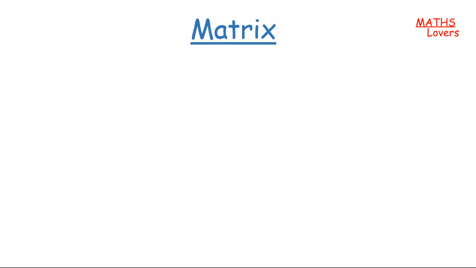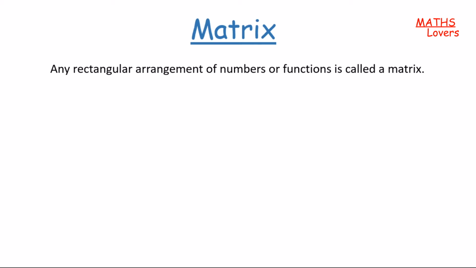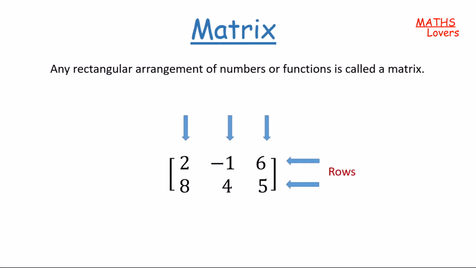So what is a matrix? Any rectangular arrangement of numbers or functions is called a matrix. Let's understand it with an example. Here is an example: 2, minus 1, 6, 8, 4, 5. These horizontal lines are called rows and these vertical lines are called columns. These are called elements of the matrix. Here we can see there are 2 rows and 3 columns. So this is called a matrix, a rectangular arrangement of numbers.